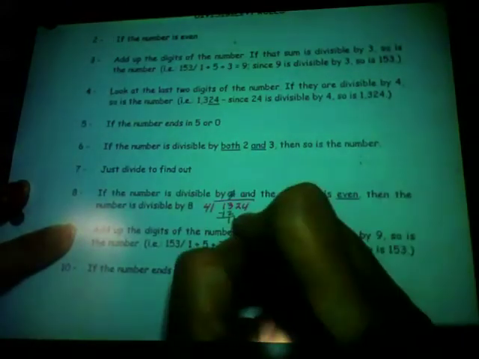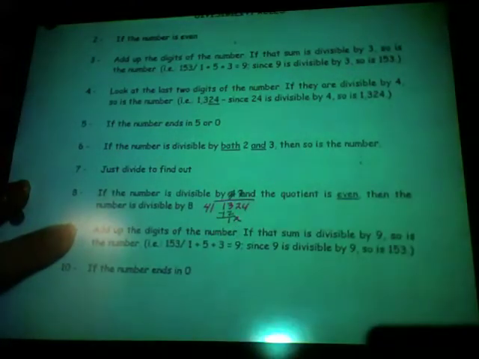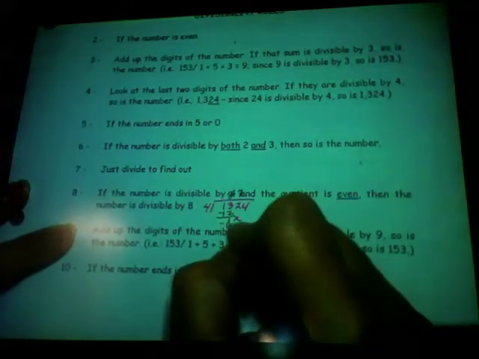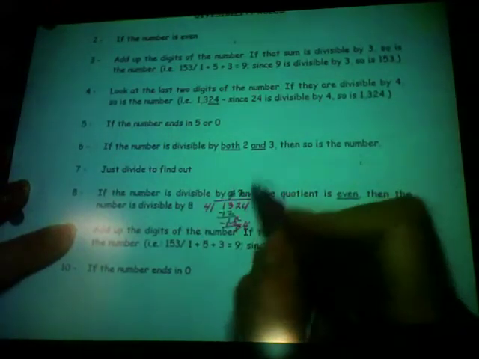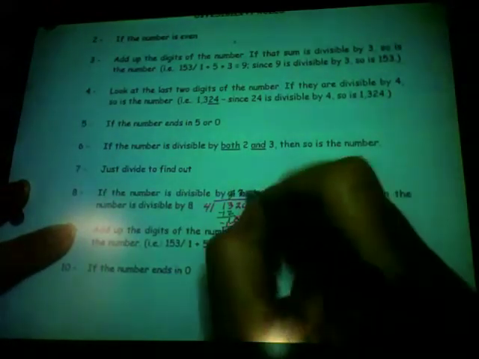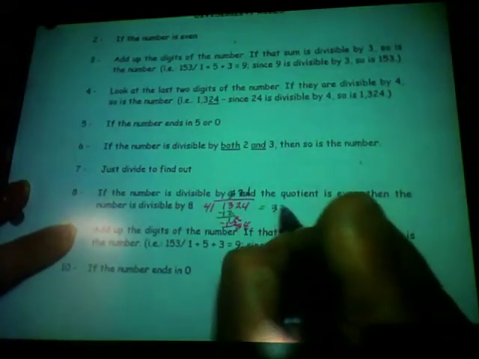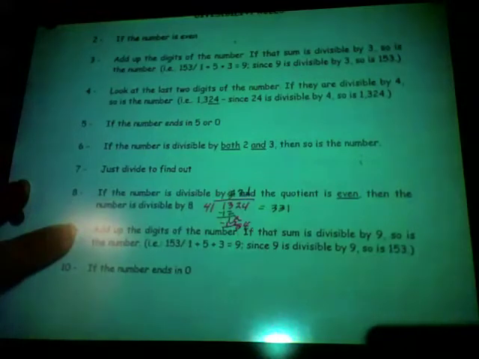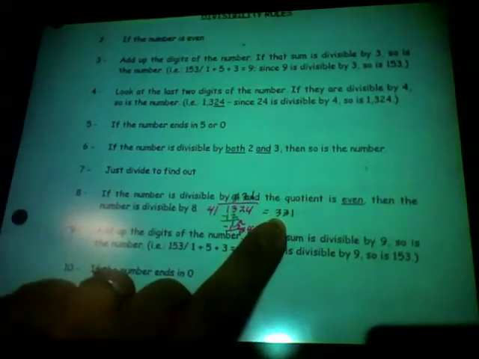Bring down the 2. How many times does 4 go into 2? 3 times. So 4 times 3 is 12. I get 0. Bring down the 4. How many times does 4 go into 4? Once. So the answer to this quotient was 331.